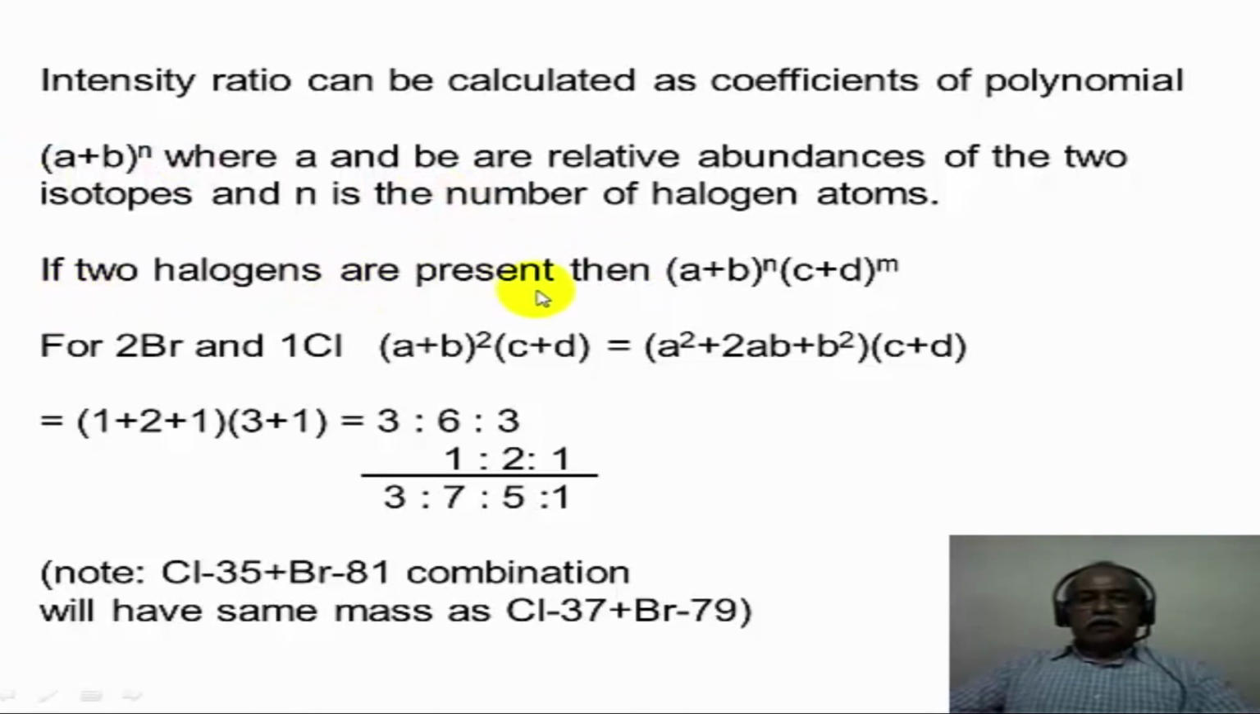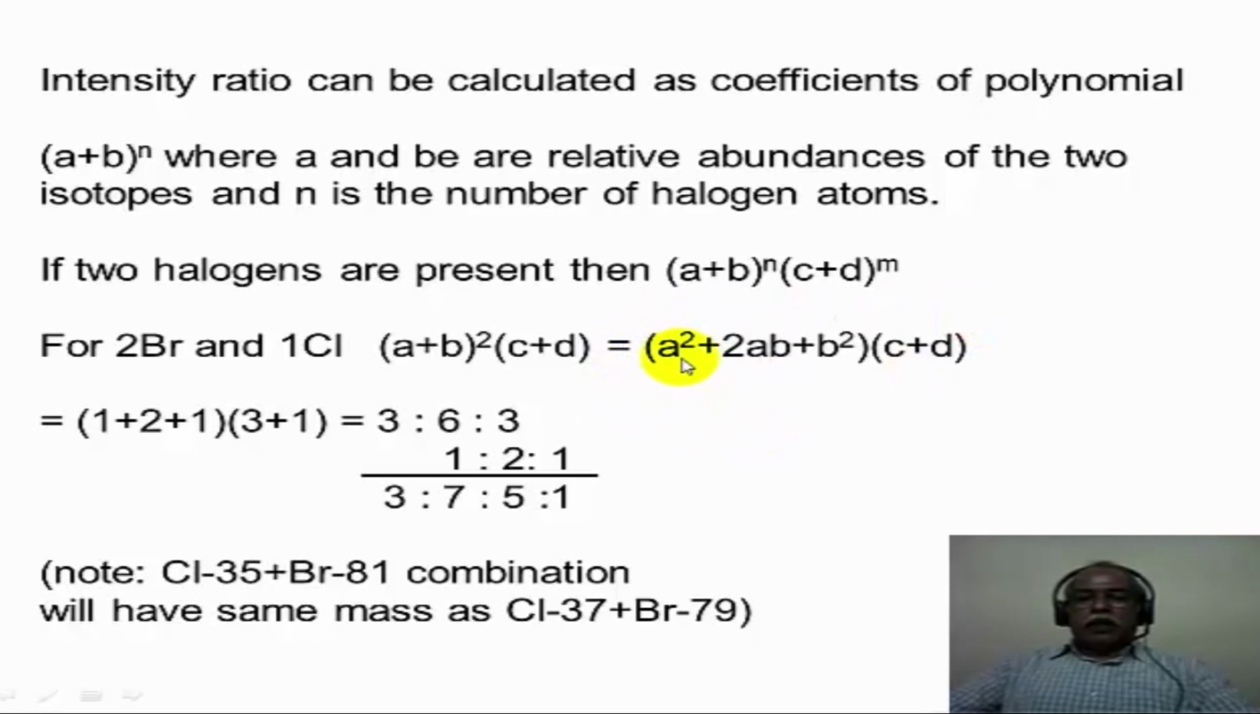Suppose 2 halogens are present, bromine and chlorine. If there are 2 bromines and 1 chlorine present, let us illustrate the example using this. This is the polynomial expansion that one needs to do. Let us say this is bromine-79 and this is bromine-81, and this is chlorine-35 and chlorine-37. The expansion essentially gives you this: (A + B) to the power 2 because there are 2 bromines, times (C + D) to the power 1 because there is one chlorine, which relates to this particular expression here.